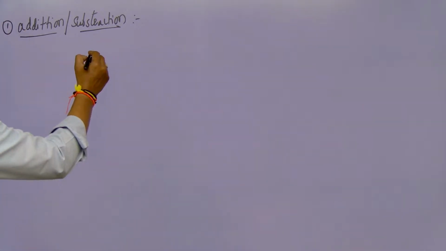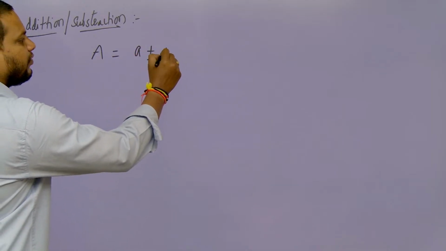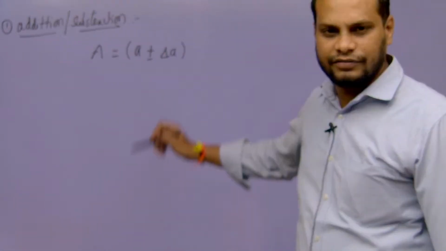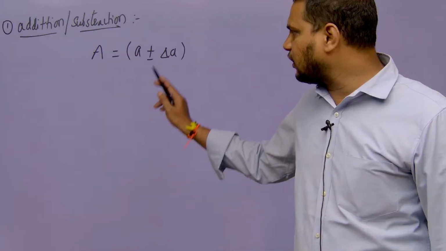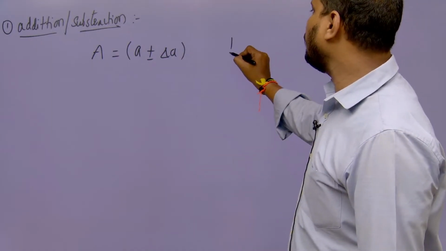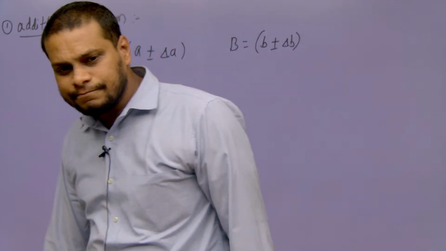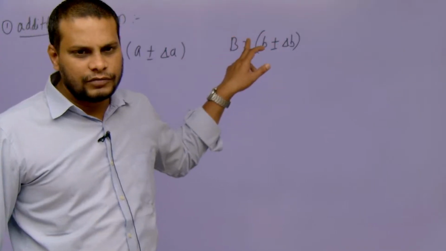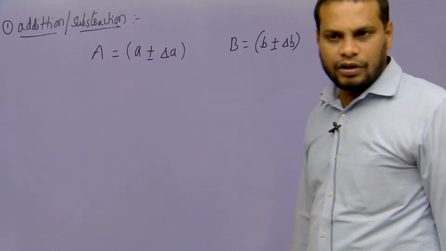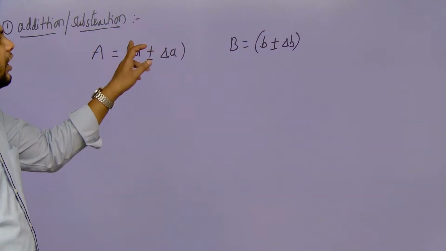Now suppose I take a as one number. That number I will take as a plus or minus delta a. Here delta a is nothing but error, and a is the number. Similarly, one more number I will take, b, which is b plus or minus delta b. Delta b is the error in the value of b, and delta a is the error in the value of a. Understood this point? Then if you add or subtract these two, we have to take the number along with the error.